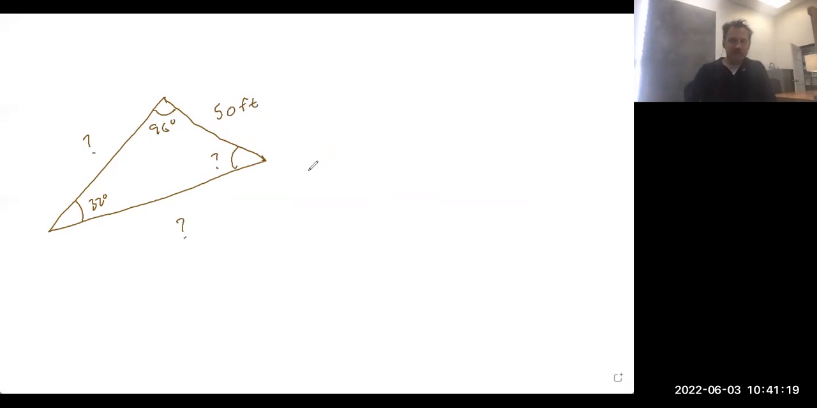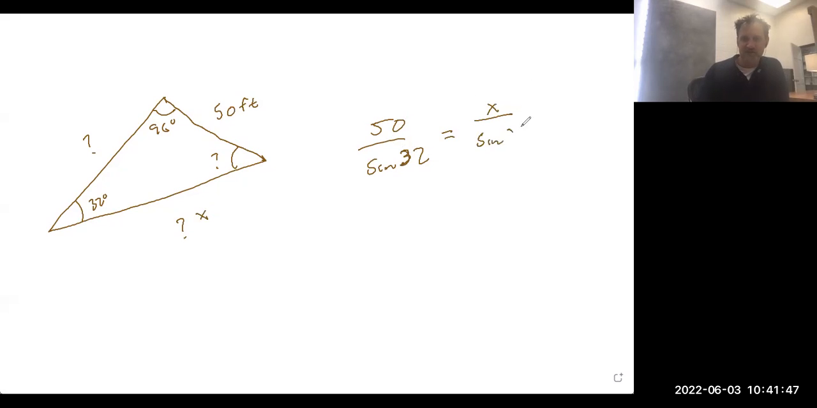So in this problem, again, I've got 50 over sine 32. Notice I'm writing it in the other orientation with the side on top. Really doesn't matter. This side I'm going to call x, x over sine 96. And now I can solve this problem. This is just a proportional problem.